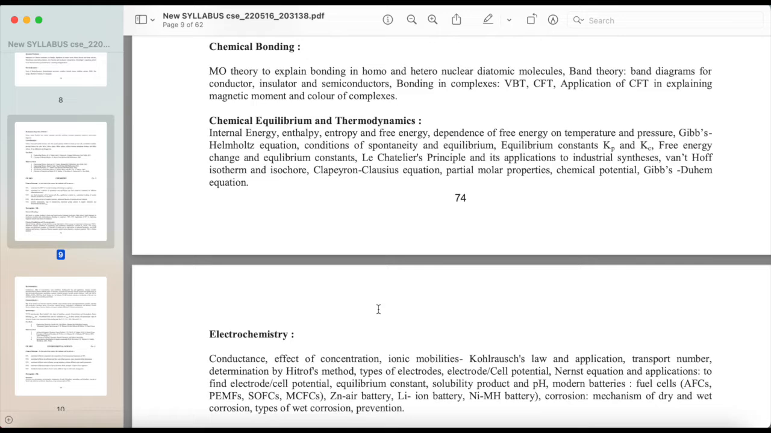Chemical equilibrium and thermodynamics: internal energy, enthalpy, entropy, and free energy, dependence of free energy on temperature and pressure, Gibbs-Helmholtz equation, conditions of spontaneity and equilibrium, equilibrium constants Kp and Kc, free energy change and equilibrium constants, Le Chatelier's principle and its applications to industrial syntheses, van't Hoff isotherm and Clapeyron-Clausius equation, partial molar properties, chemical potential, Gibbs-Duhem equation.